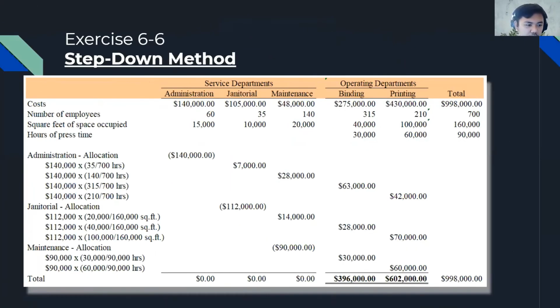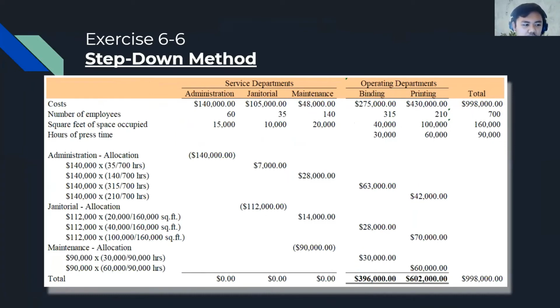Next slide, sir. So now, as you can see, for administration, allocation will be based on the number of employees. So what we did here is we added all the departments who will be absorbing the cost, which is janitorial, maintenance, binding, and printing. So the 35 hours of janitorial plus maintenance plus binding and printing would equal 700 hours.